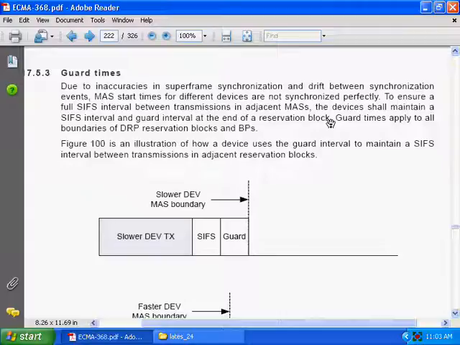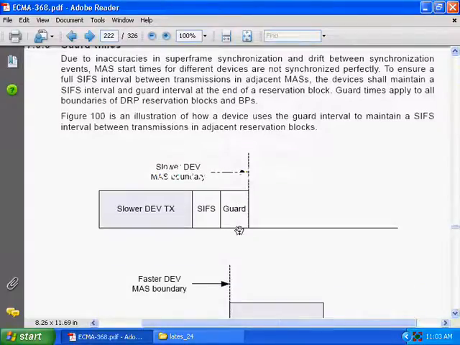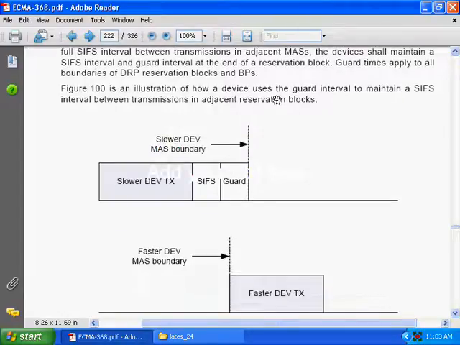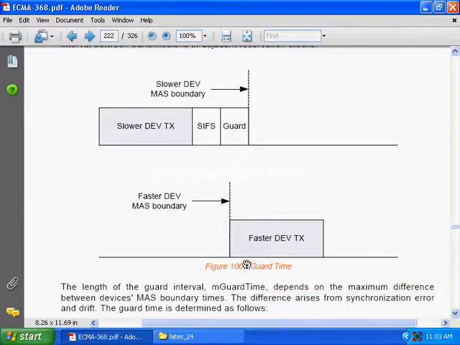Look at this figure. They have illustrated how a device uses the guard interval to maintain the SIFS interval between transmissions in adjacent reservation blocks. Look here. This is a slower device's media access slot boundary. This is a faster device's boundary. Now between them we have SIFS plus this guard time interval.